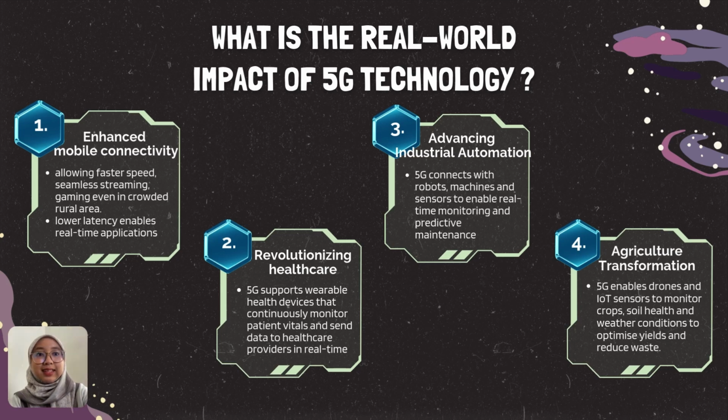Thirdly, 5G helps in advancing industrial automation, where robots, machines, and sensors enable real-time monitoring and predictive maintenance in industries. Lastly, it helps in agricultural transformation by enabling drones and IoT sensors to monitor crops, soil health, and weather, optimizing yield and reducing risk.